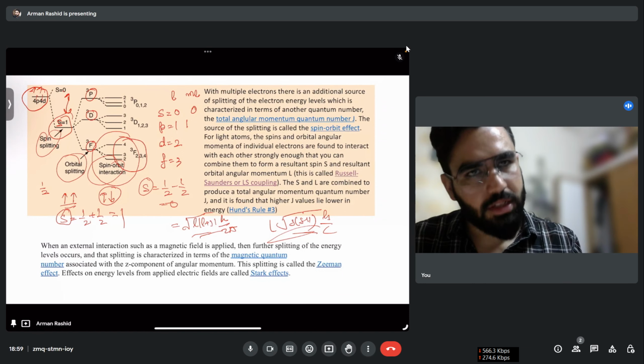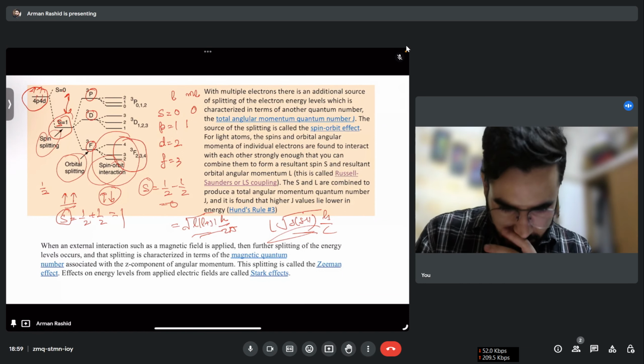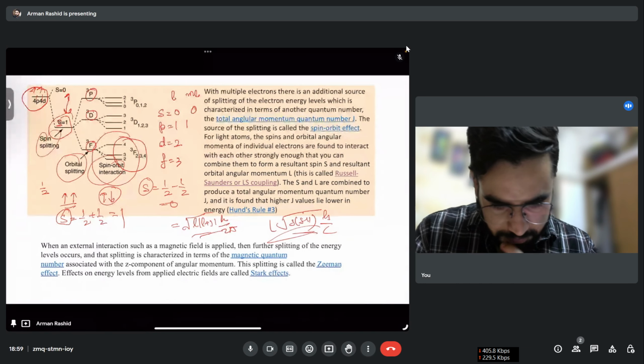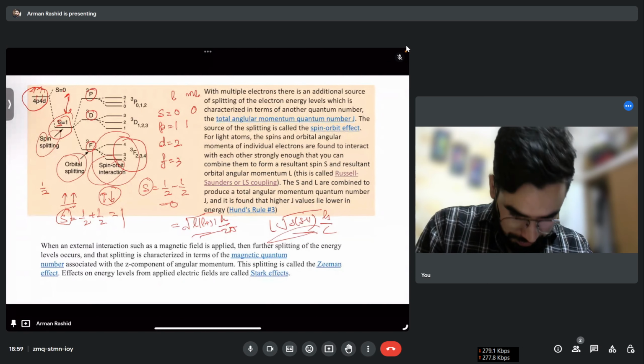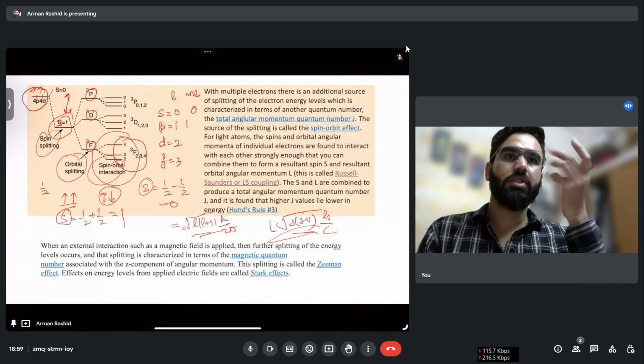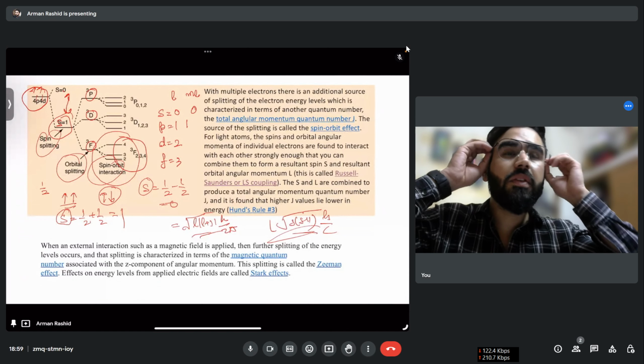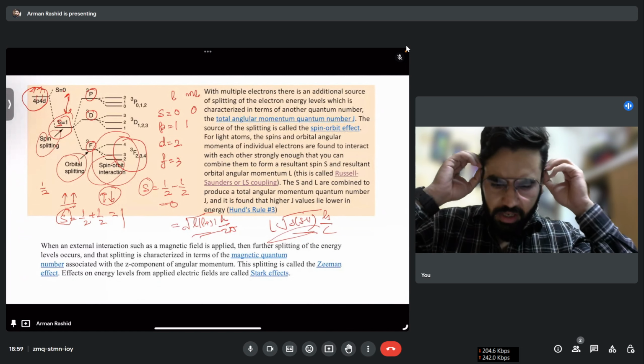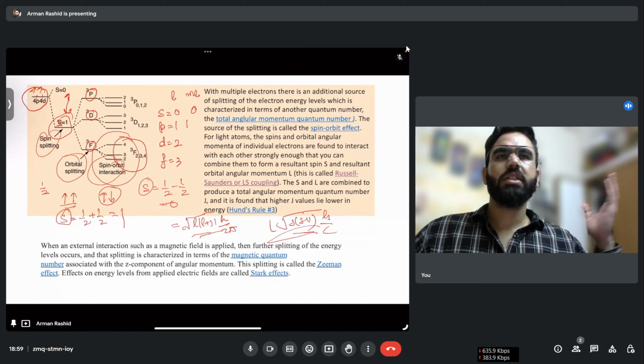Sorry, this is called the Zeeman effect. If we put it in a magnetic field, it will cause a splitting. It's called the Zeeman effect. A similar effect happens if we put in an electrical field. This is called the Stark effect.